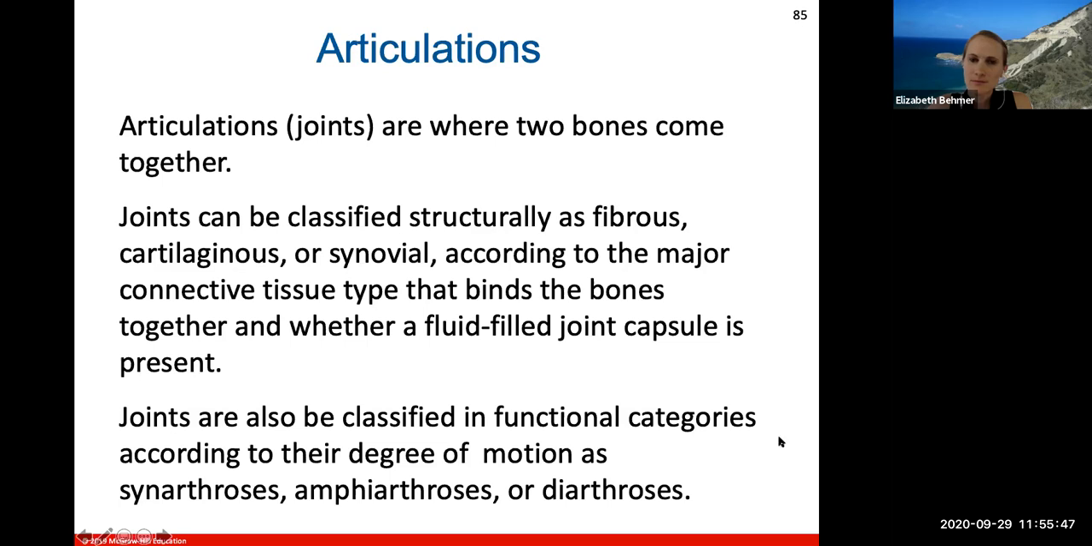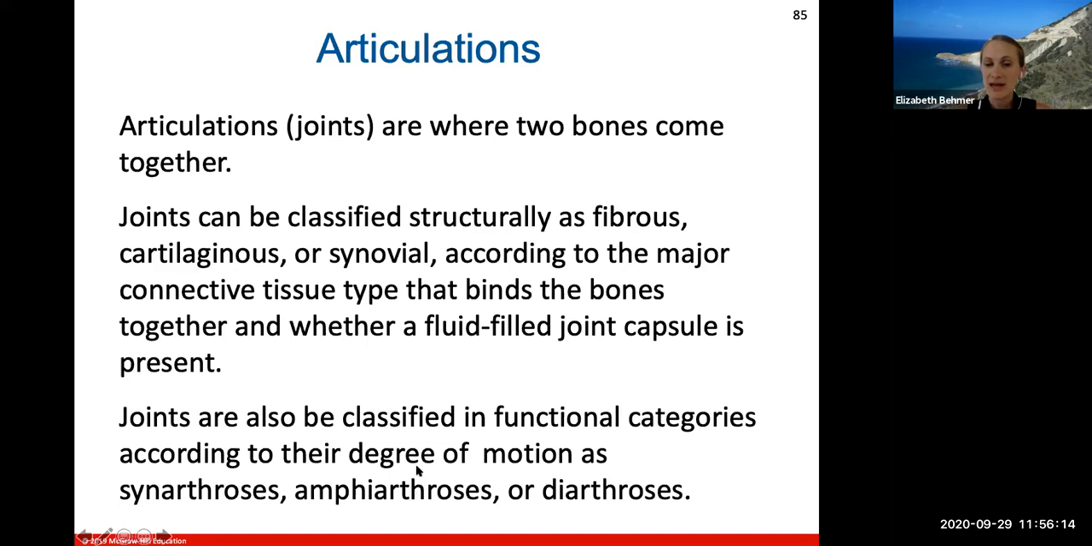Okay, so articulations is another word for joints, and this will take us through and finish up this chapter. These are where two bones come together. Joints can be structurally classified as a fibrous joint, cartilaginous joint, or synovial joint, according to what connective tissue type will bind the bones together, and whether a fluid-filled joint capsule is present.